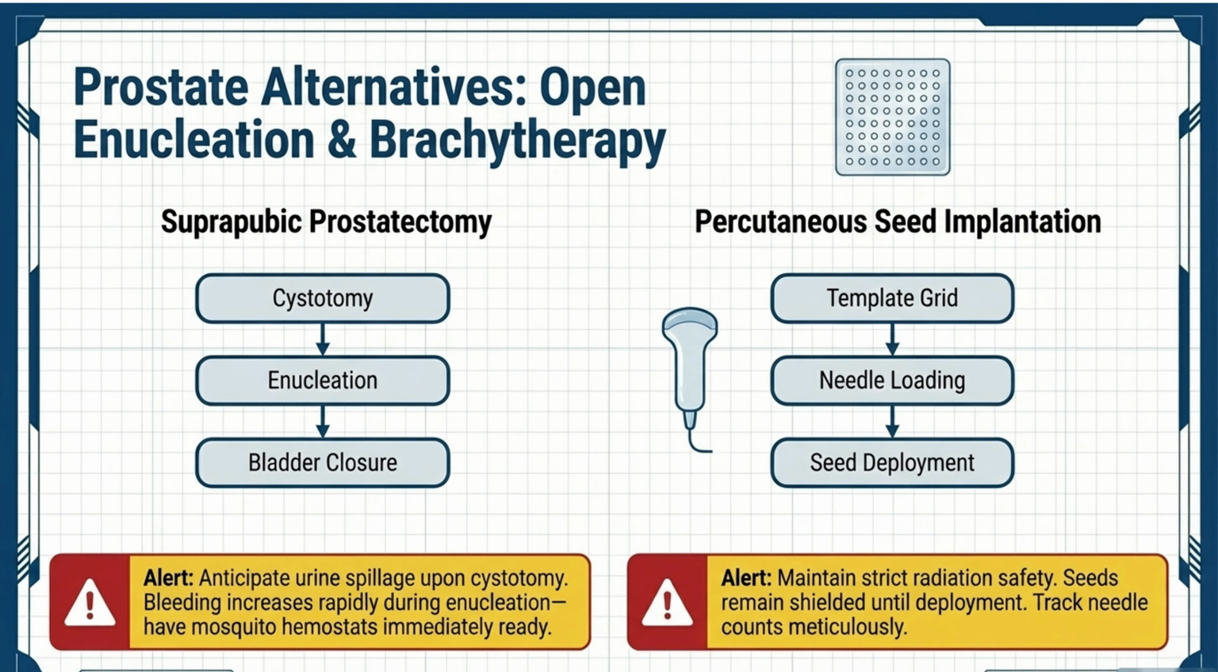Prostate alternatives. This slide covers open enucleation and brachytherapy. Open surgery involves removal of prostate tissue through a cystotomy. Brachytherapy uses implanted radioactive seeds. Both require careful preparation and strict safety protocols.